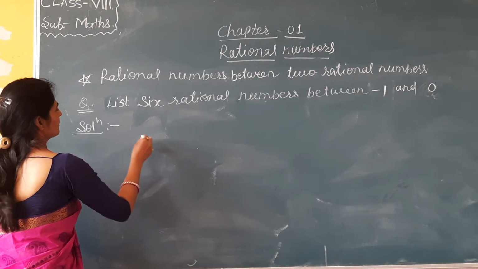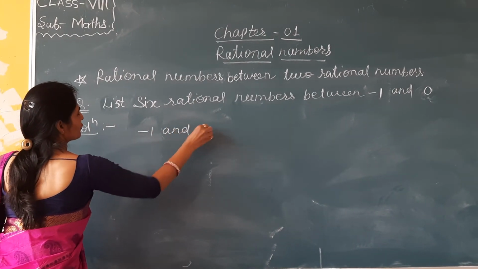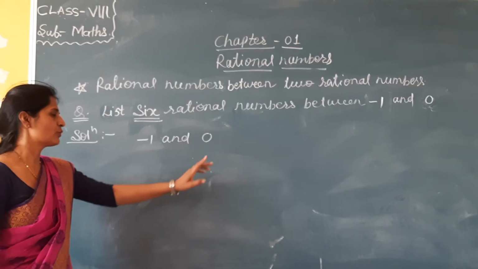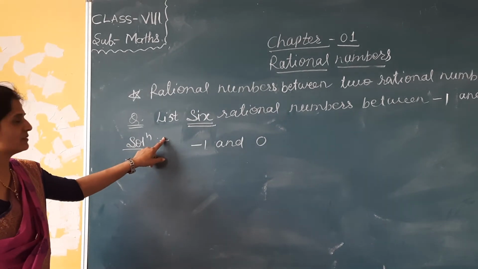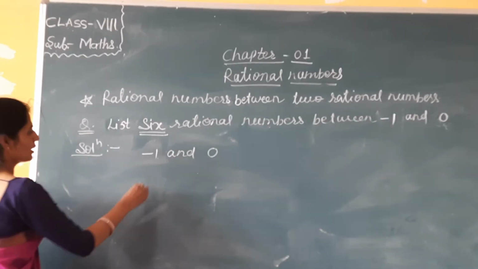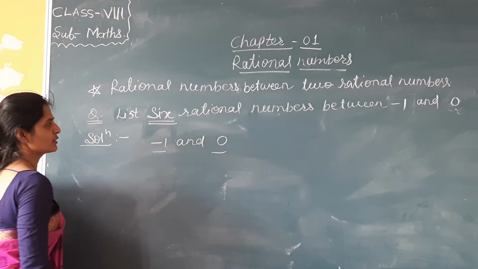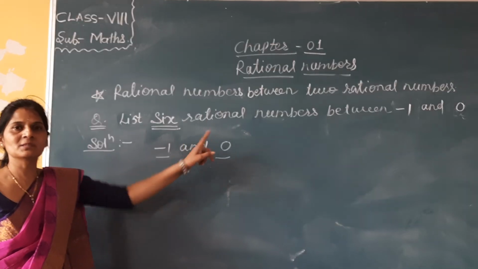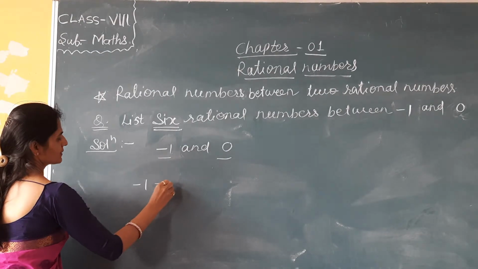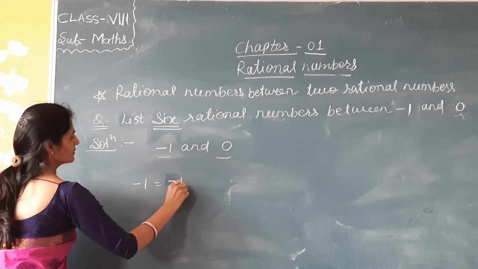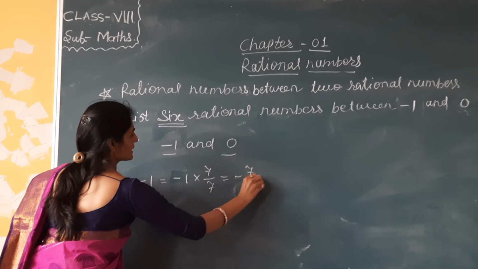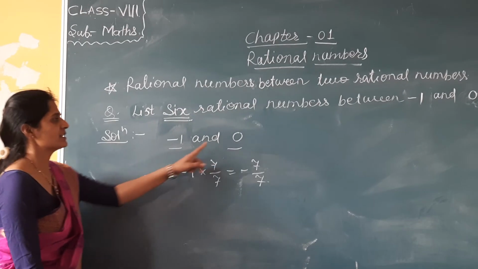Now we have minus 1 and 0. We will find the 6 rational numbers between minus 1 and 0. So we have one more question, that is list 6 rational numbers between minus 1 and 0. Now we have 2 rational numbers minus 1 and 0, and we will find 6 rational numbers between these two. You can write minus 1 as minus 1 multiply and divide by 7. So you can write it minus 7 by 7 and 0 as it is.